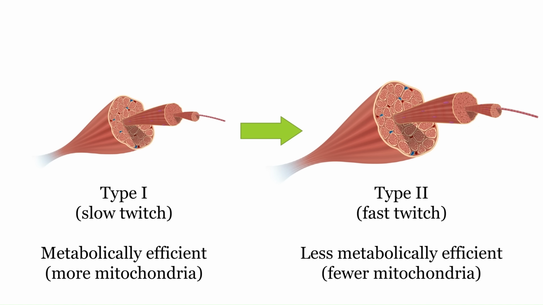Also, since these fibers are shifting to type 2, which are glycolytic, they are much less metabolically efficient. They have fewer mitochondria, and these muscles will run out of gas very quickly.